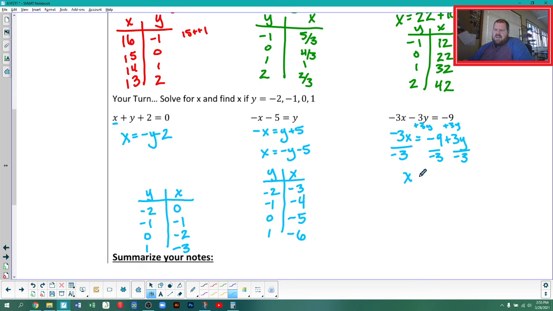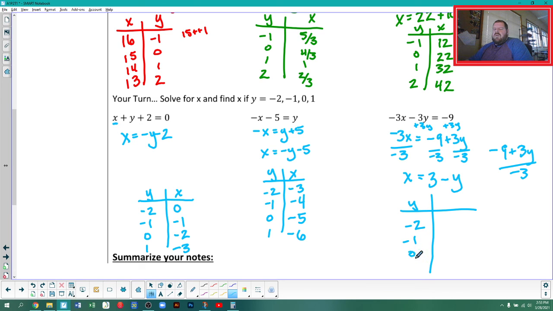Over here, I'm going to have x. -9 divided by -3 is +3. +3 divided by -3 is going to be -1. So that's what this one turns into. So not too bad. That's why I did that. You could have just written that as -9 plus 3y divided by -3, and you'd get the same answers. This way, it's just going to be a little bit easier.